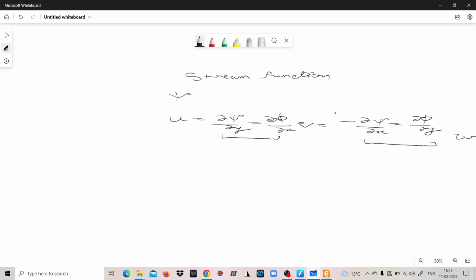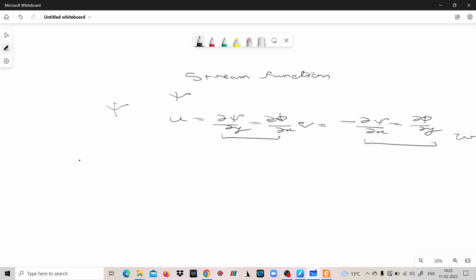Now let us see, as we have seen in the case of potential function phi, if potential function exists, then the flow is irrotational, and if it satisfies Laplace equation, then it is also a case of steady incompressible flow. It means that if phi satisfies Laplace equation, then the flow is steady, incompressible and irrotational. Similarly, what if psi exists? If psi exists, then the flow may be rotational or irrotational. But in addition to that, if it satisfies Laplace equation, then let us see what happens.